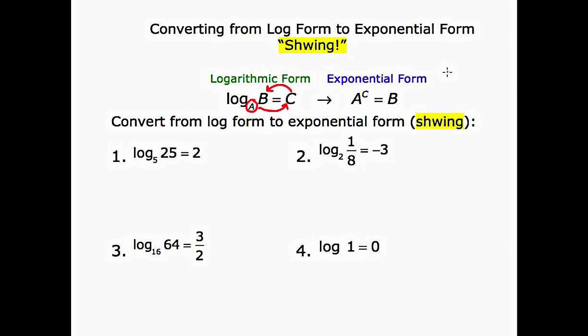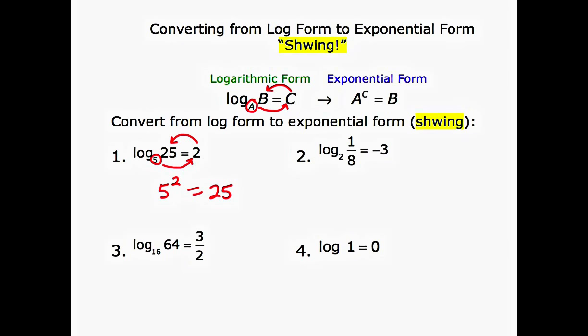Let's practice. Convert from log form to exponential form. In other words, do a swing. So we start with number 1, which says log of 25 base 5 is equal to 2. If I do a swing, I will end up getting exponential form. So to do this, we start with this little base of 5. I swing up to the right where the 2 is, and then I follow through and end up at 25. This can be perceived as 5 to the power of 2 is equal to 25.